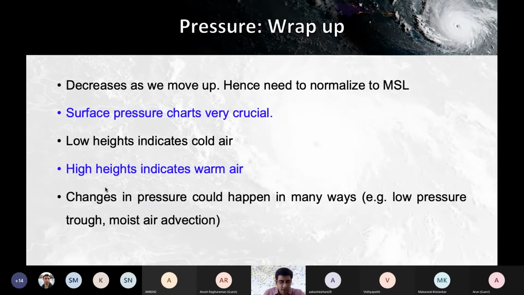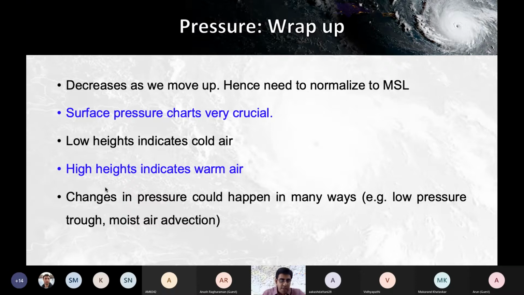So a quick wrap up: pressure decreases as we move up. Hence, we need to normalize to mean sea level. This is very, very important. If you are interested in taking this up as a hobby, and in providing weather charts to people, then you have to normalize it to mean sea level. Otherwise, whatever you are measuring is all wrong.